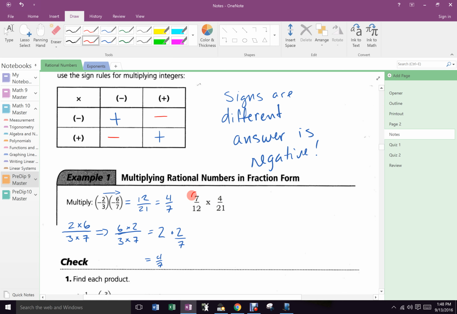1 over 9. 7 and 21, do they work together? Yes. So do 4 and 12. 1, 7, 3. Do 4 and 12 work together? Yes. Of course they do. 1 and 3. So the answer is 1 over 9. 1 times 1 is 1. 3 times 3 is 9.